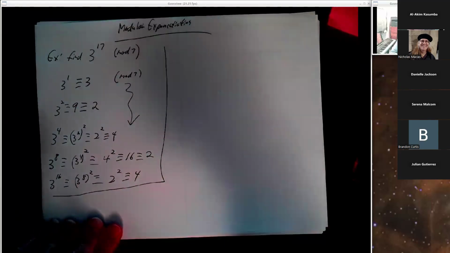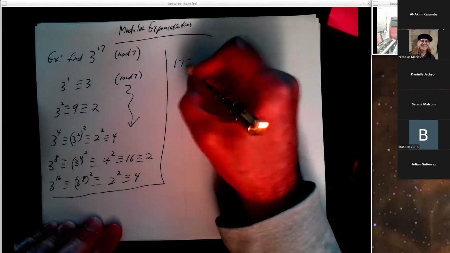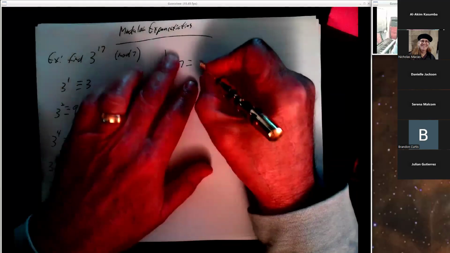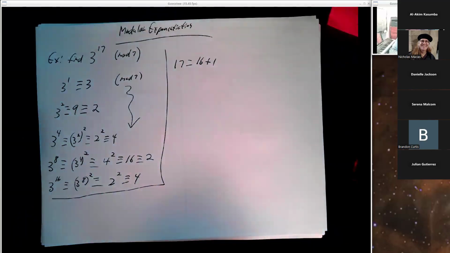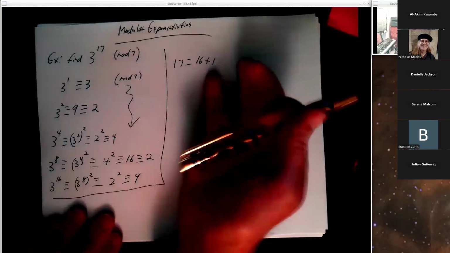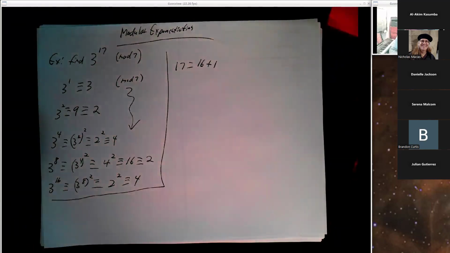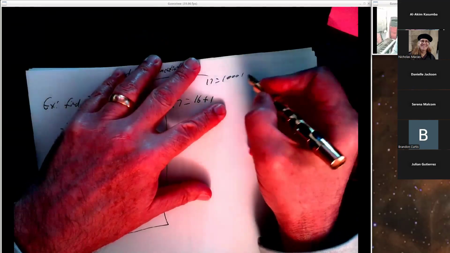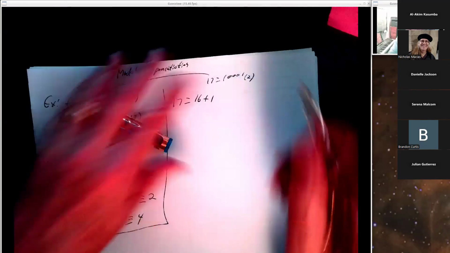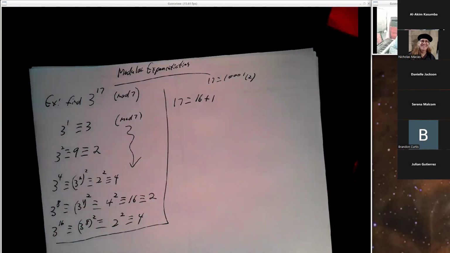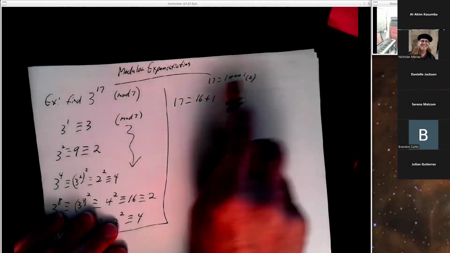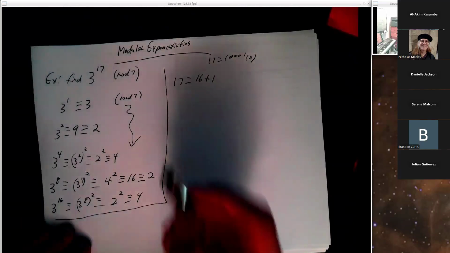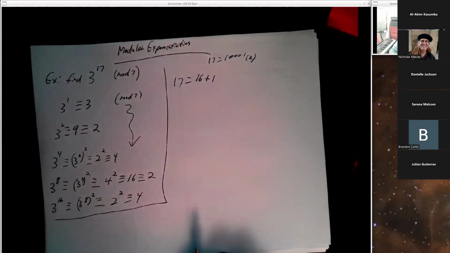So now we take our exponent that we're interested in, and we write that as a sum of powers of 2. So 17 is equal to 16 plus 1. And if you're not sure what the powers of 2 are that add up to 17, just write 17 in binary. 17 looks like this, right? 1, 0, 0, 0, 1, base 2, which means 2 to the 0 plus 2 to the 4. So 1 plus 16. Whatever way you have to do it, figure out how to write your exponent as a sum of powers of 2.